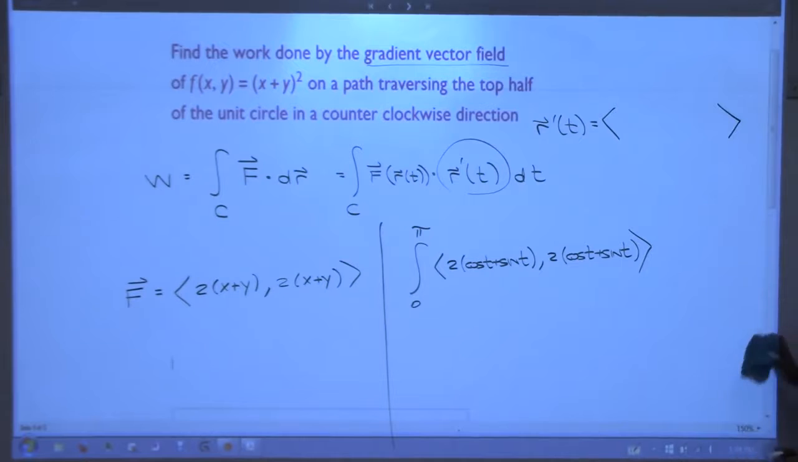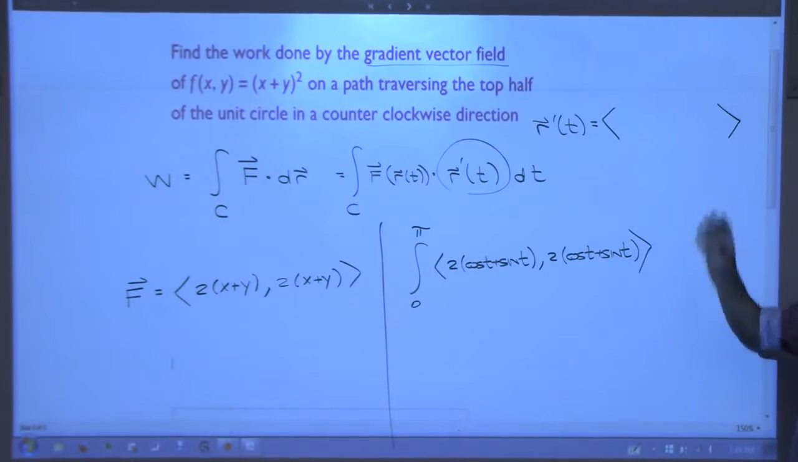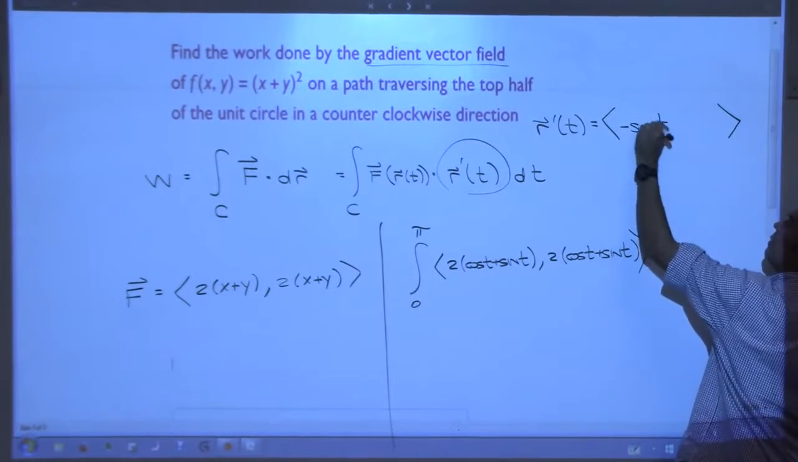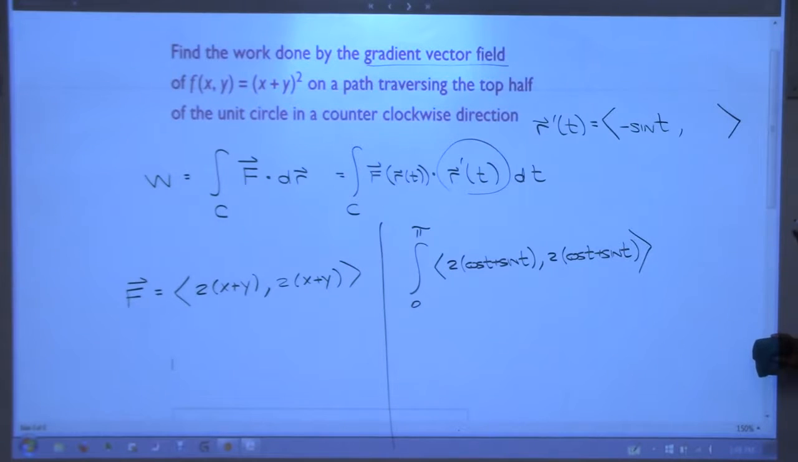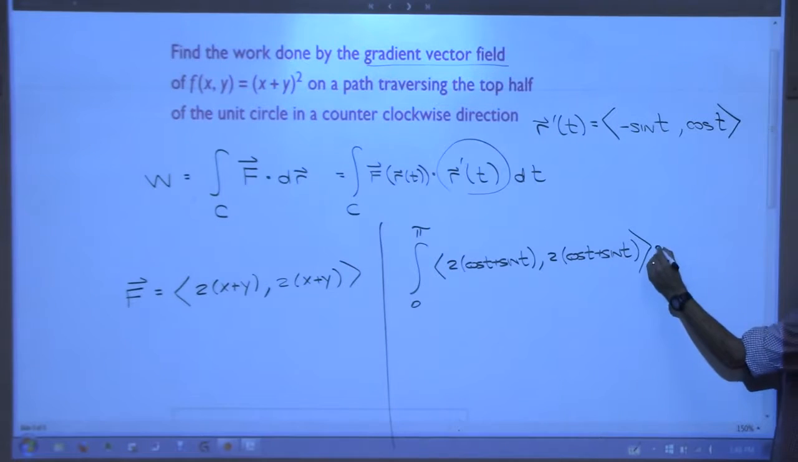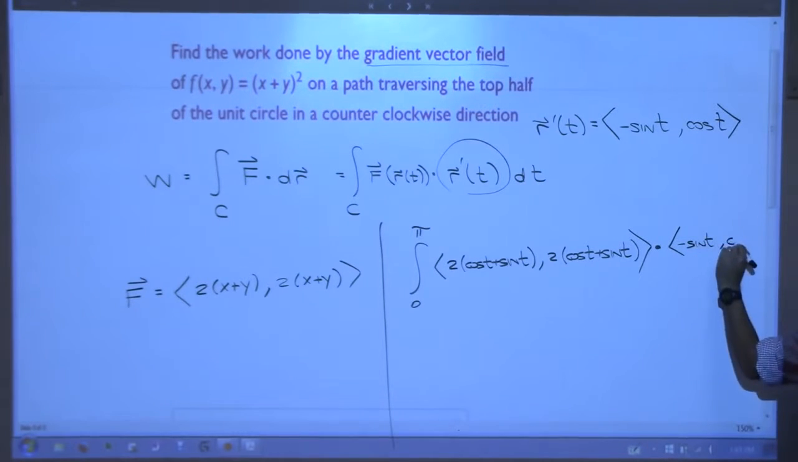How do you take the derivative of a vector function? Component by component, right? So what is the derivative of the x component of my r? Cosine t, so derivative of that? Negative sine t. And then the y component was sine t, so derivative of that is cosine t. Y'all know what I'm doing there? That's going to be dotted here. That's what's going right here. So that is negative sine t, cosine t. And finally, dt.